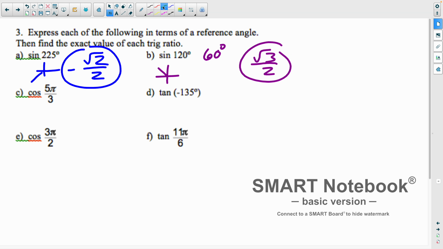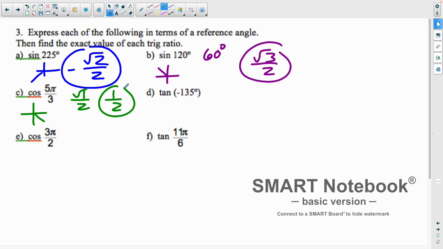What's my reference angle on C? Pi over 3, which is a 60. Alright, so that is 1/2. I'm writing the square root of 1 over 2 for you, but a lot of times I'm just going straight to the 1/2. Is it positive or negative? It is positive. Which quadrant is that in? It's in the fourth. Cosine is positive on the right side of the graph. It's x. So that one stayed the same.